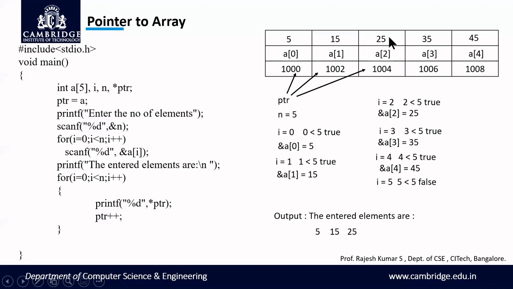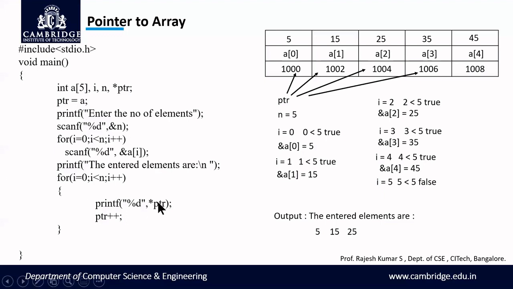25 will be printed. Again, I'm incrementing the pointer. The pointer will be pointing to the 1006 address. Next, again, increment the I value. When I increment the I value and check for the condition, 3 is less than 5, the condition is true, it will come inside the for loop.